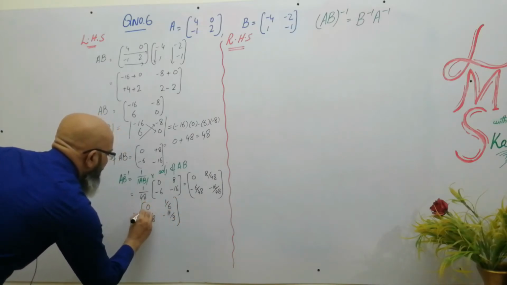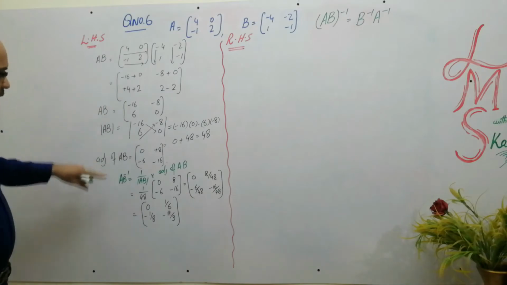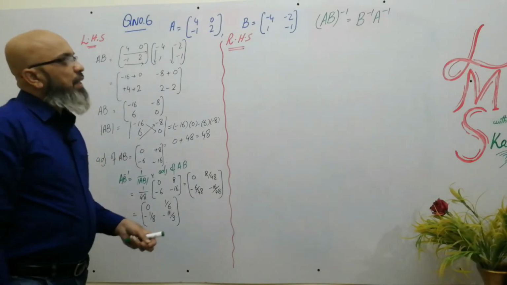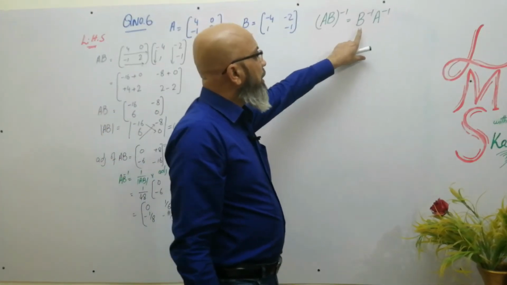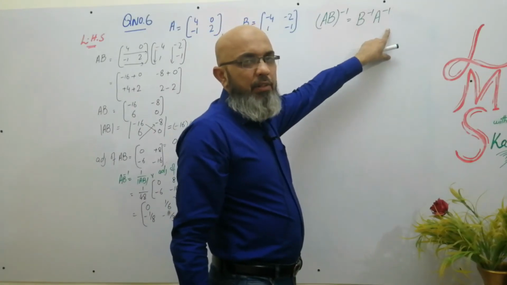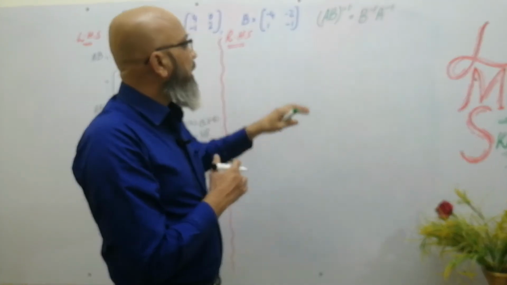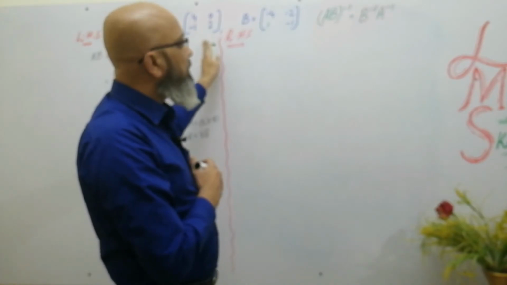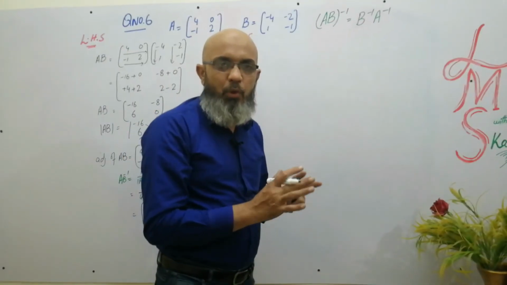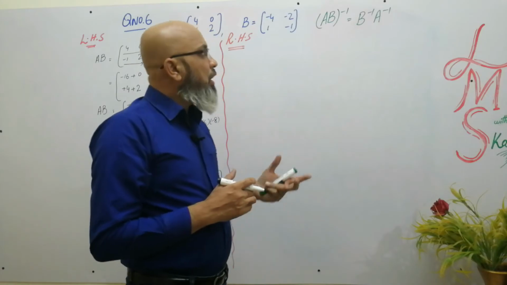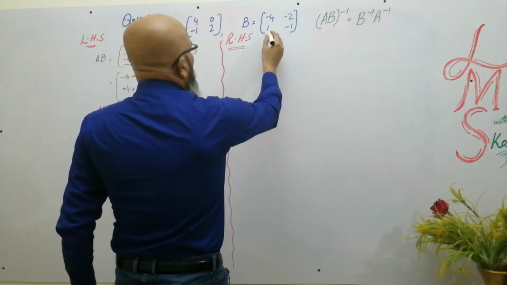So this is the answer of your left hand side. Now come to the right hand side. Right hand side we get B inverse and A inverse. Means we have to separately find the B inverse, then we will find A inverse, then we will multiply both answers of the inverse. So let's start. First B inverse.